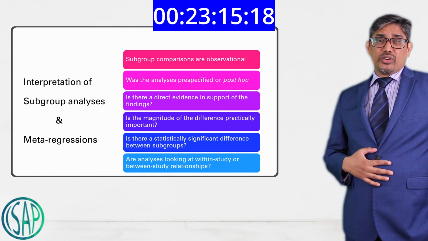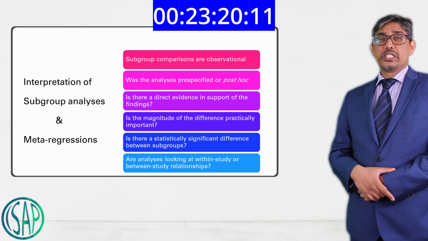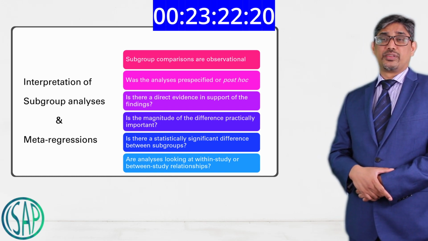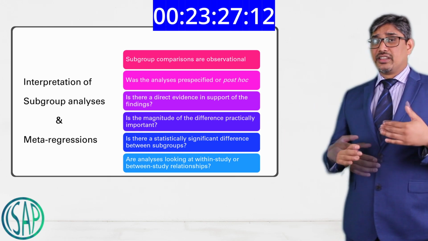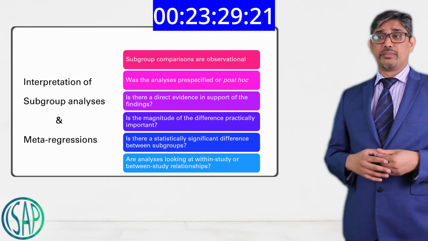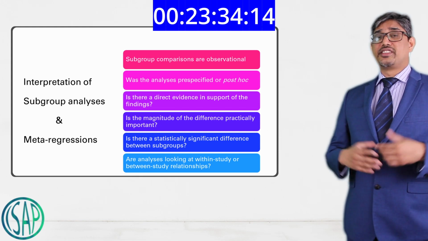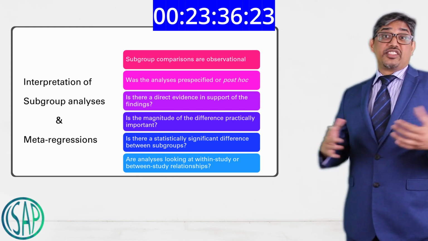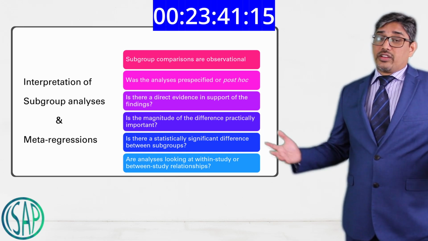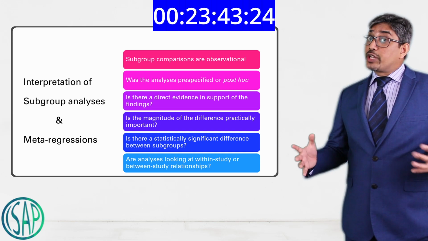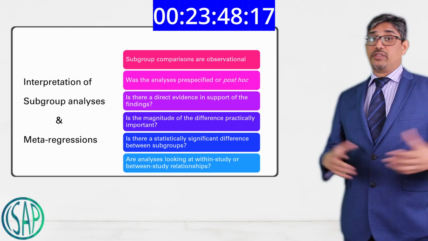To be precise, subgroup comparisons are mainly observational. We specify the outcome measures prior to analysis, and we would like to see if there is any direct evidence that supports a cause and effect relationship. Although we cannot measure the magnitude of the effect, we can prove at least there is a relationship between cause and effect. So if there is a statistically significant difference between subgroups, then automatically there is a cause and effect relationship we can establish. We can also establish it within the study as well as between the studies.